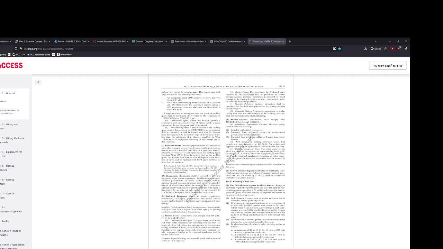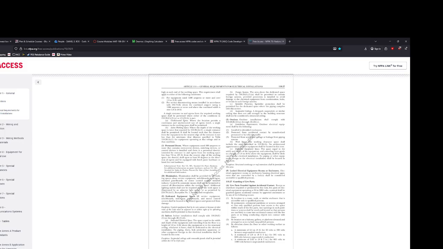And then for service disconnects installed in accordance with 230.71(B), the combined amp rating is 1200 amps or more, or the combined width is over 6 foot. A single entrance to and egress from the working space shall be permitted where either of the conditions in those previous code articles are met.